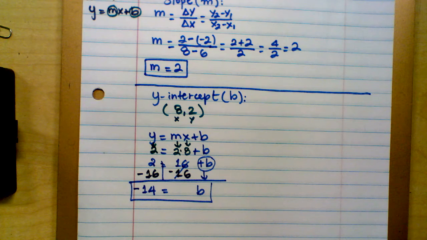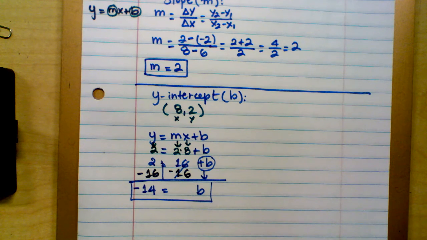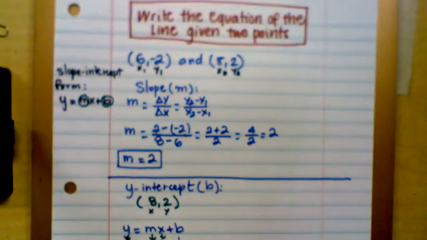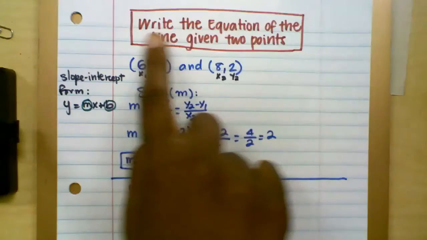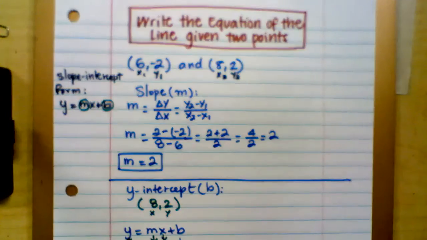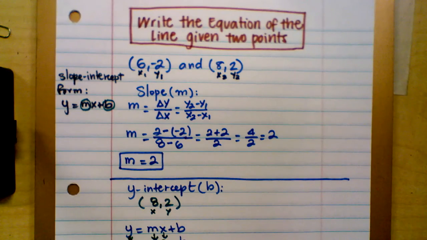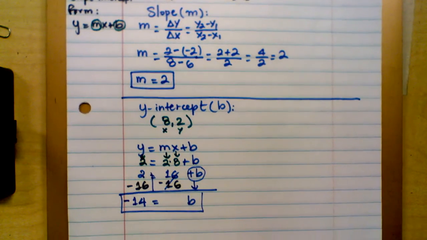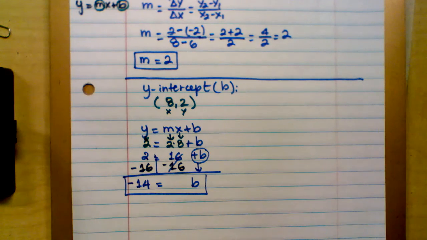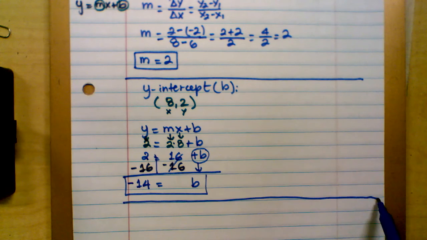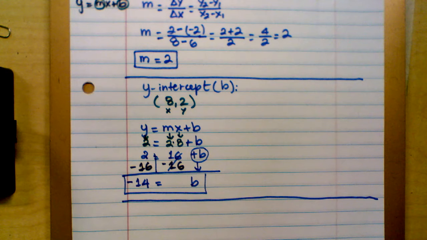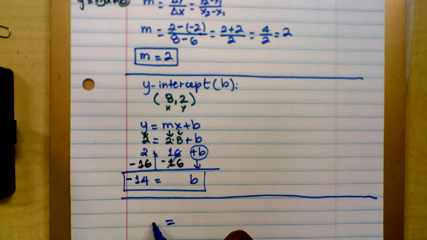So what would you do next? Remember, the problem asks you to write the equation of a line given 2 points. We found m, which is 2, and we found b, which is negative 14. The goal is to write the equation. The word that pops out from equation is equal, so you have to write the equation with the equal sign. You're going to start with y = mx + b.